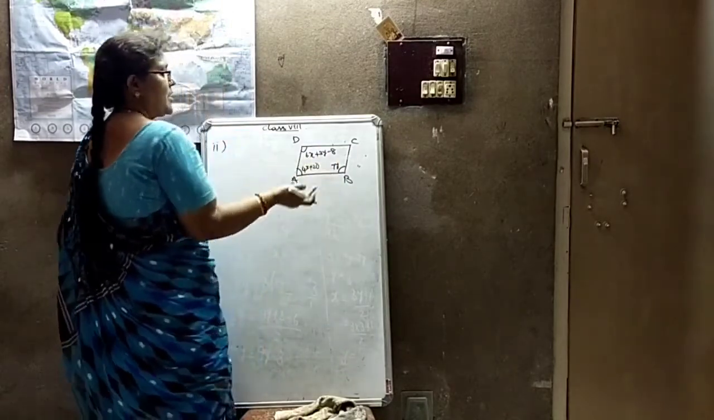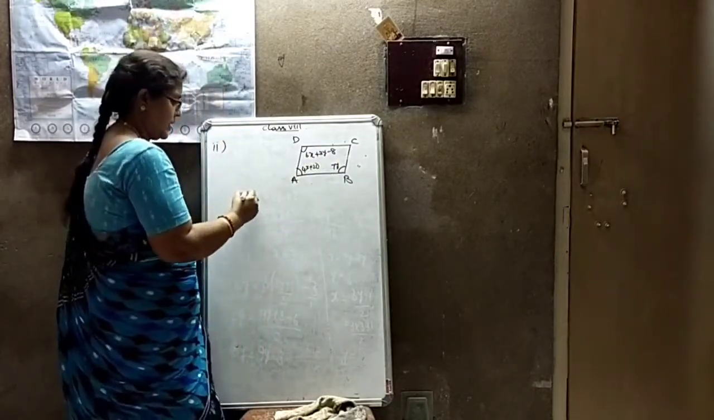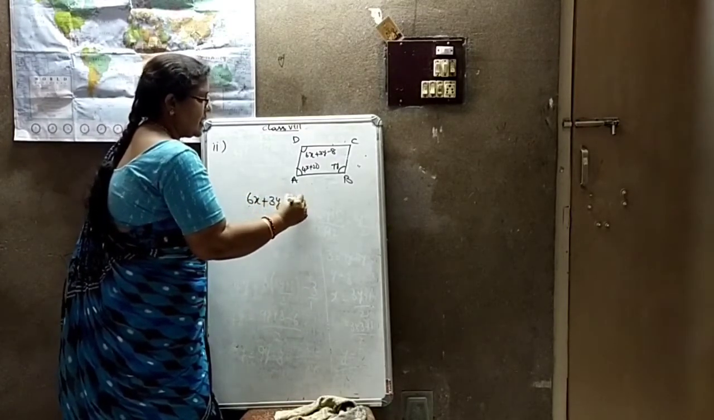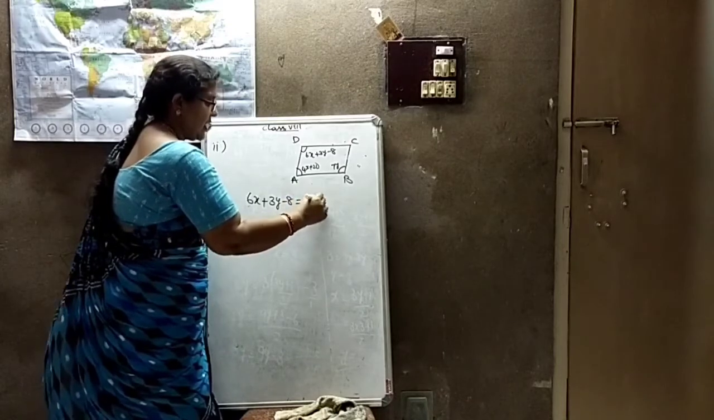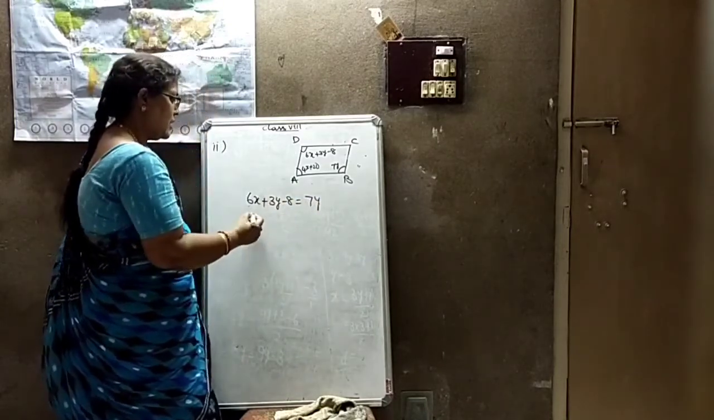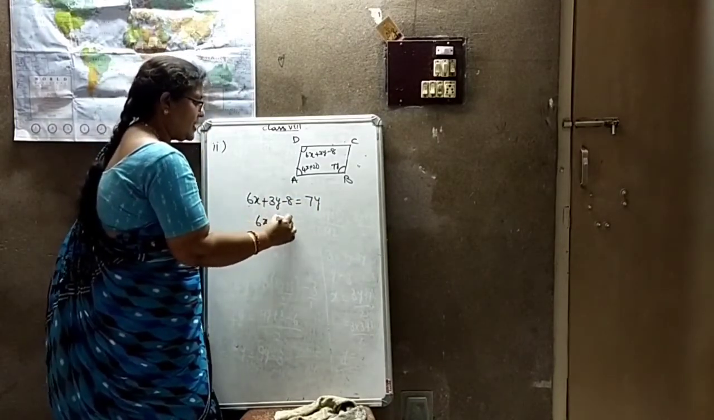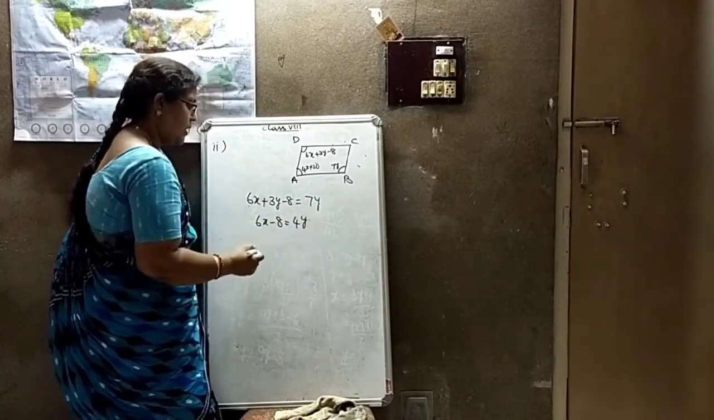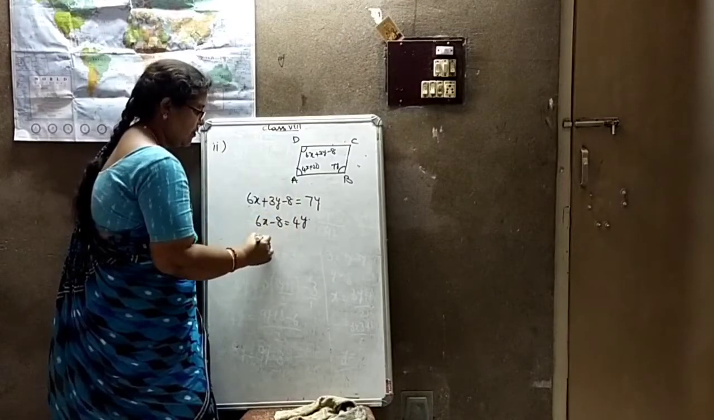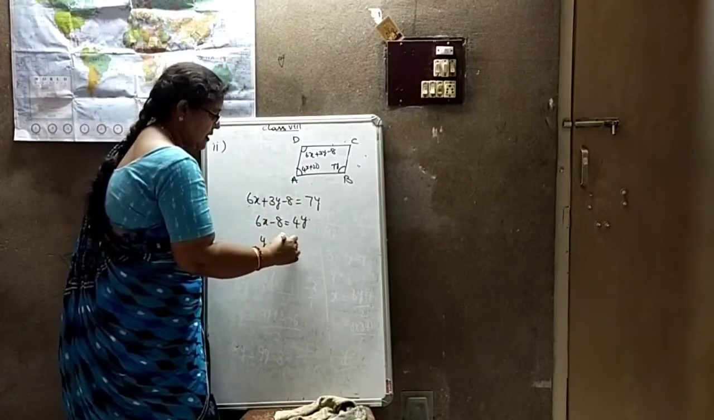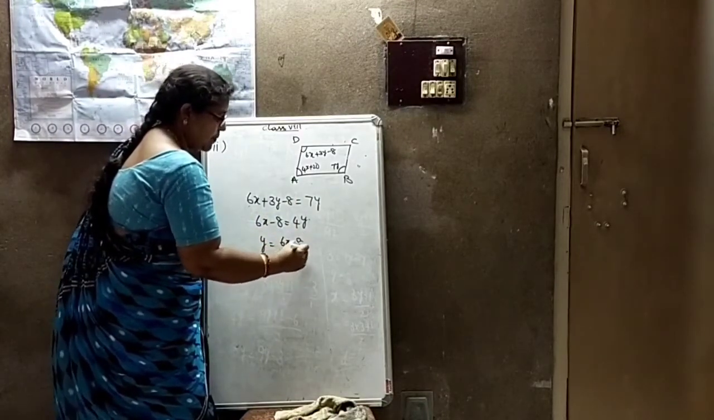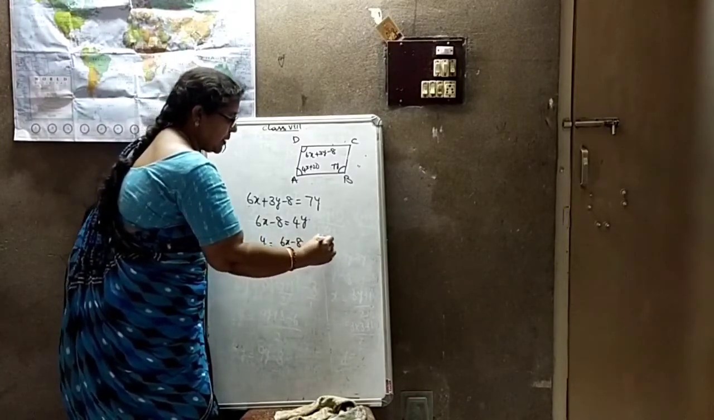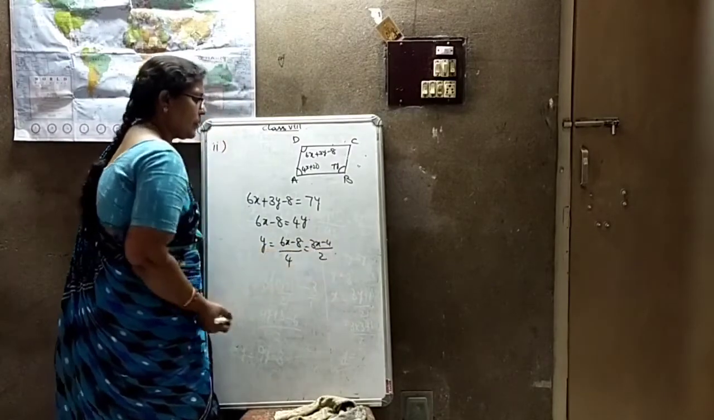Now, opposite angles are equal, that we know. 6x plus 3y minus 8 is equal to 7y. Bring y to that side. 6x minus 8 is equal to 7y minus 3y, 4y. Okay? Or y is equal to 6x minus 8 by 4. With the 2 table, if you divide both, 3x minus 4 by 2 will come.